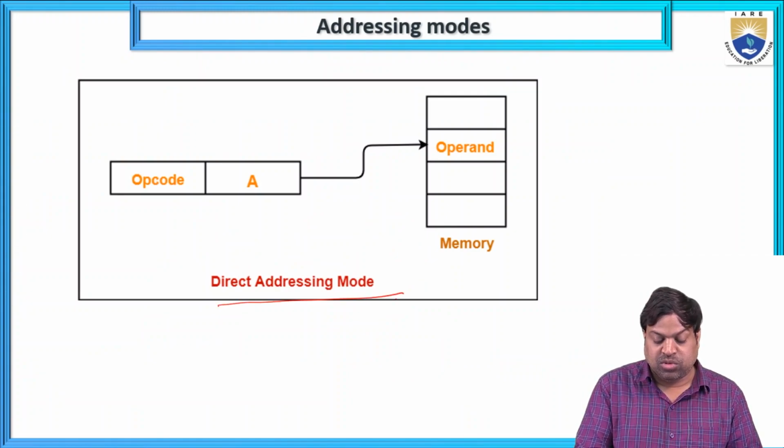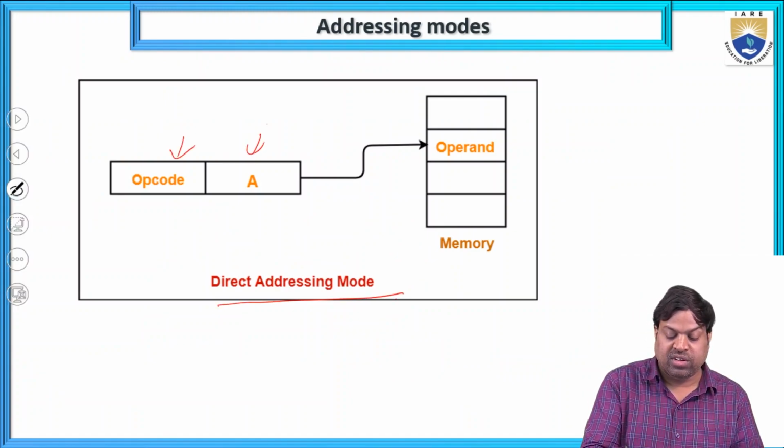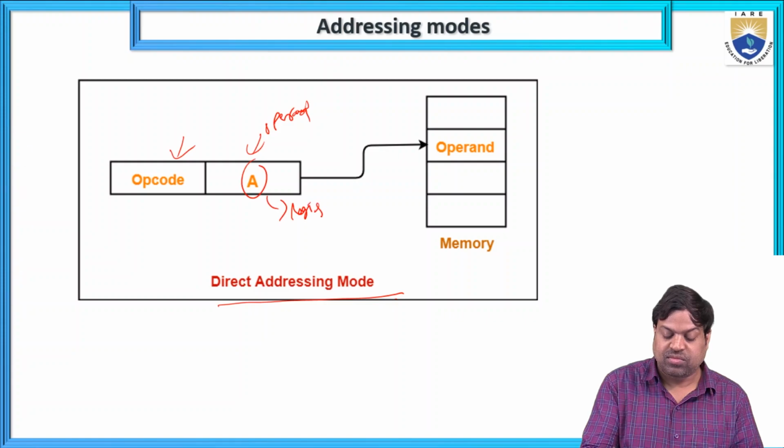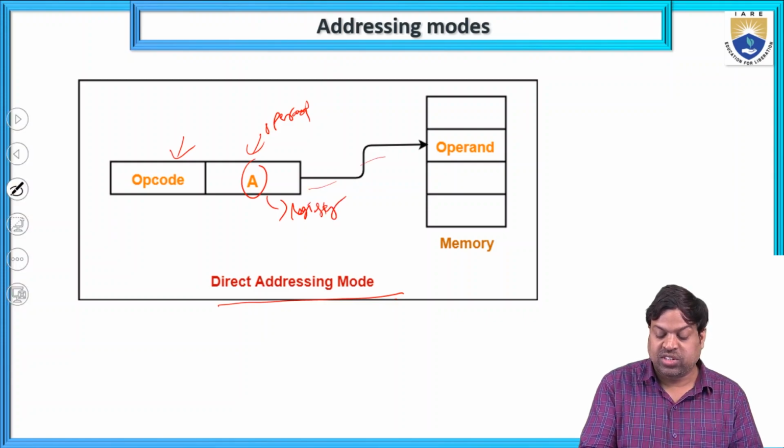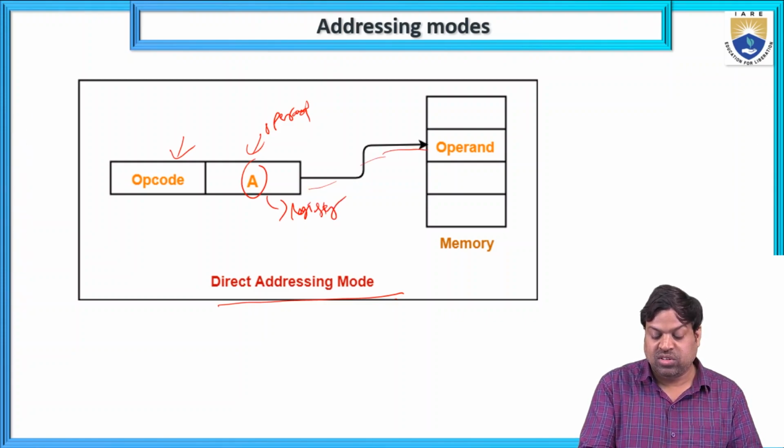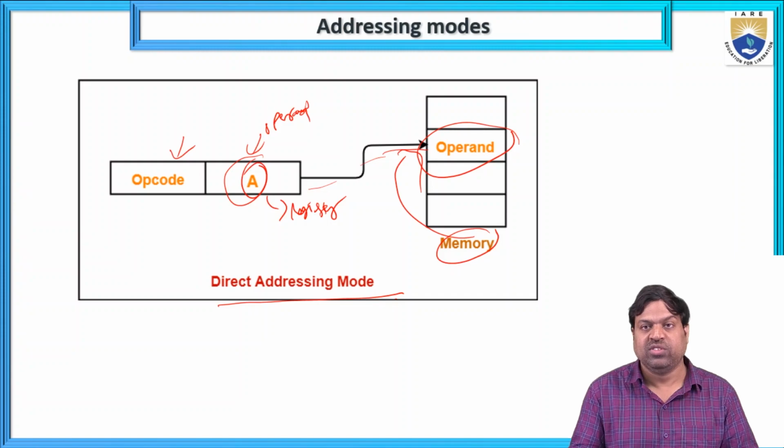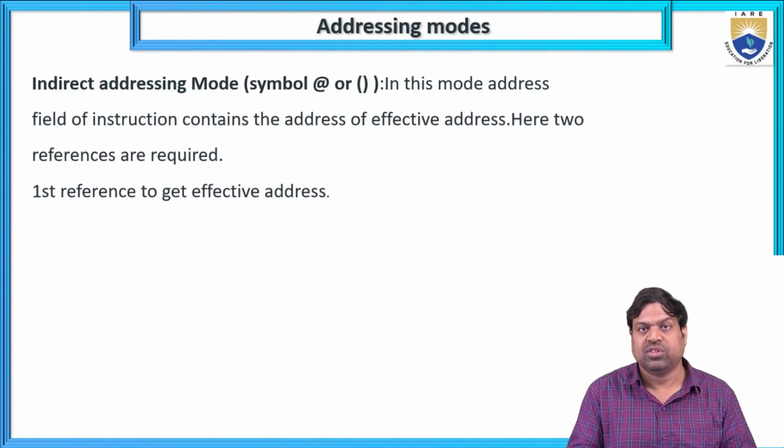So, direct addressing mode. That means opcode I am defining. In the operand, I am giving a register A. This register is an operand. So, this operand directly I am defining here. In the memory, the operand is directly defined. This operand is register A. In that register A, what is there? The operand value is there. So, it is a direct addressing mode.